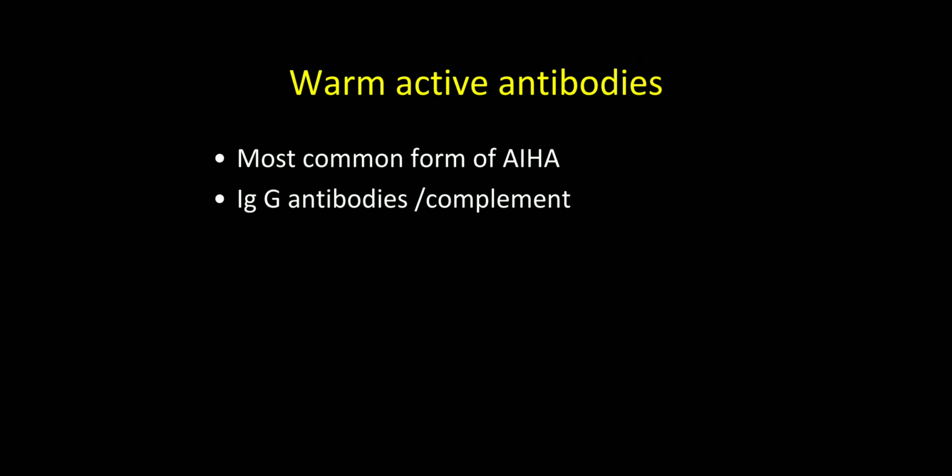Okay. So that table you have to learn by heart. Now the warm active antibodies are the most common form of autoimmune hemolytic anemias, and it is usually IgG antibodies or complement. So to learn, IgG is for warm. So IgG for warm. Okay, that you have to learn by heart.